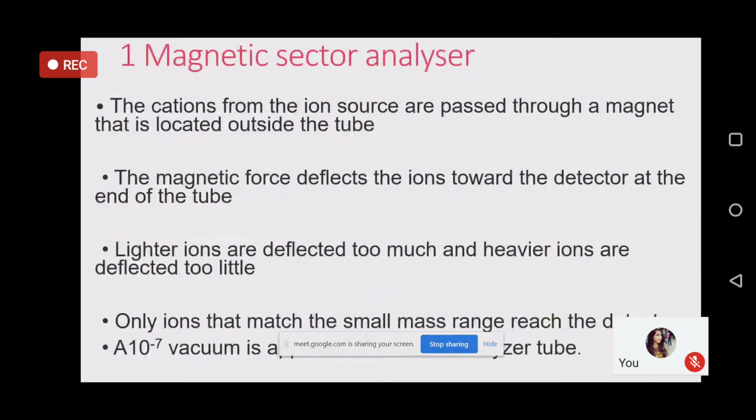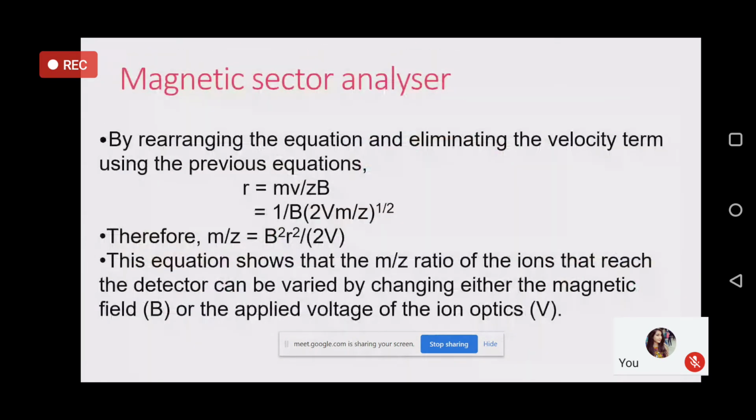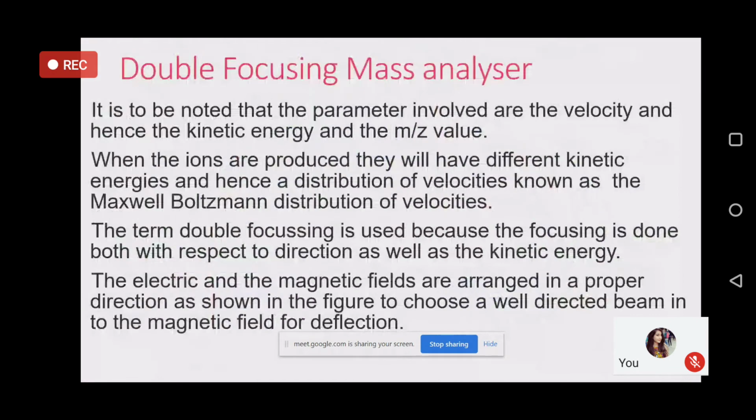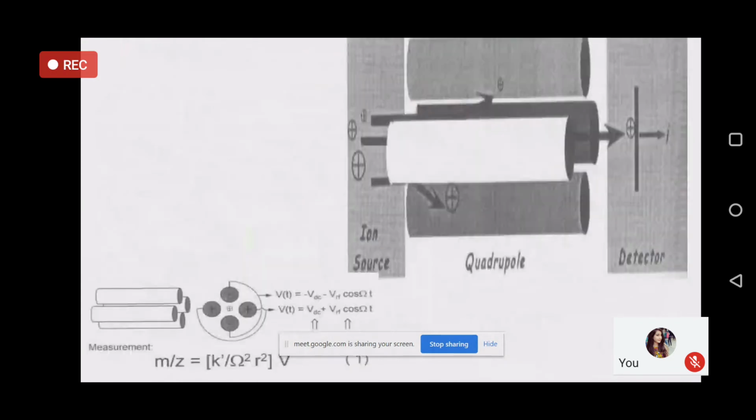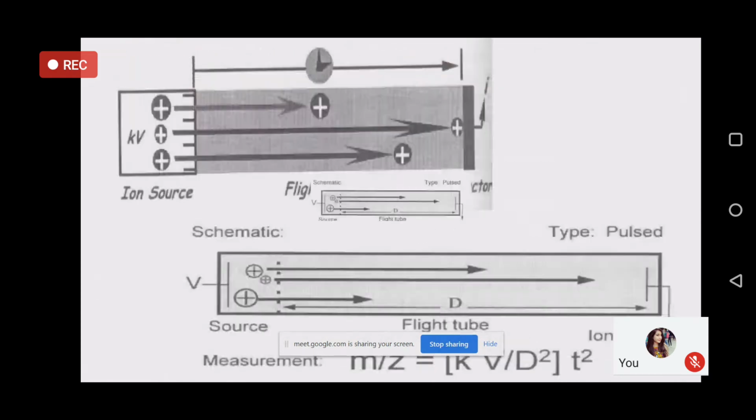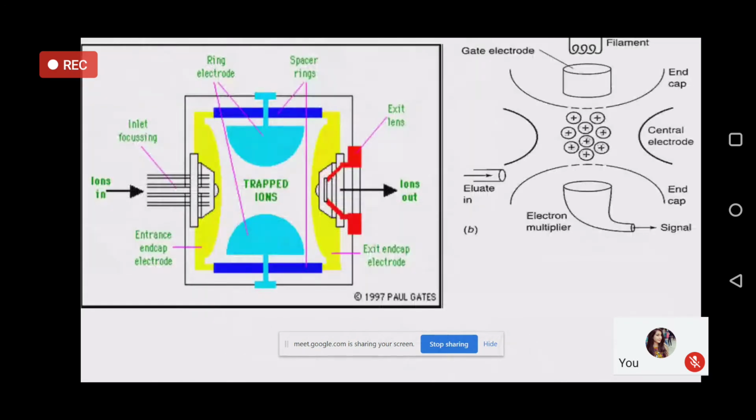Now, what exactly is the difference between a quadrupole mass analyzer and the ion trap? The basic difference is, as the word trap suggests, what happens in the case of a quadrupole mass analyzer? In the case of a quadrupole mass analyzer, you are able to select one particular M by Z value.